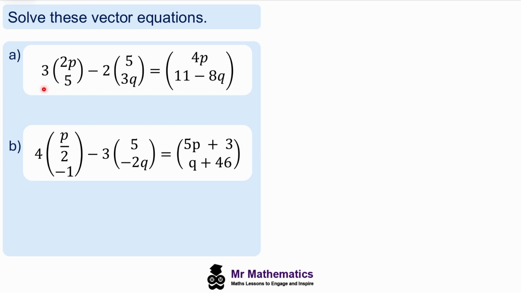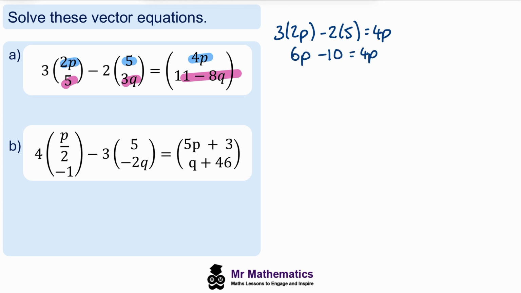So again, if I work through this example, and you can try this one. So we'll have our horizontal, and then the vertical. So we'll have 3 lots of 2p minus 2 lots of 5 must equal 4p. So 6p minus 10 will equal 4p. We'll move a 4p over to the left-hand side and a negative 10 to the right-hand side. So p must equal 5.